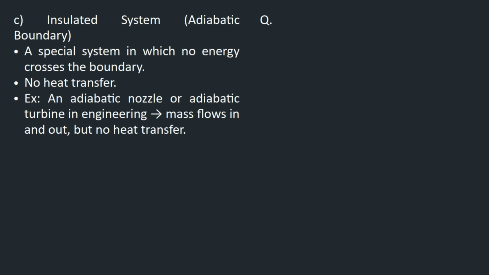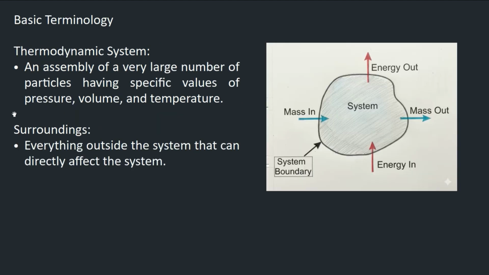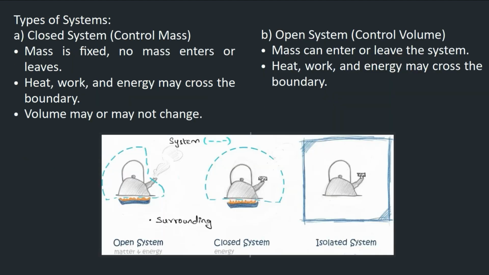And isolated is a special system in which no energy crosses the boundary, no heat transfers. An adiabatic nozzle or adiabatic. So what is this adiabatic that we'll be studying? For now, you guys can just write this off. Yeah, from here, you need to have a solid idea. Remember, these are all three-dimensional space. So the dots are supposed to be three-dimensional.